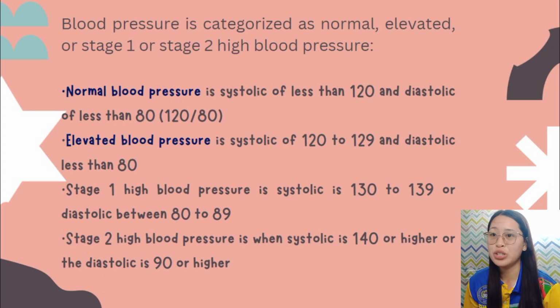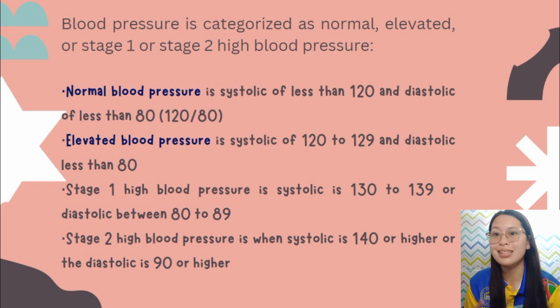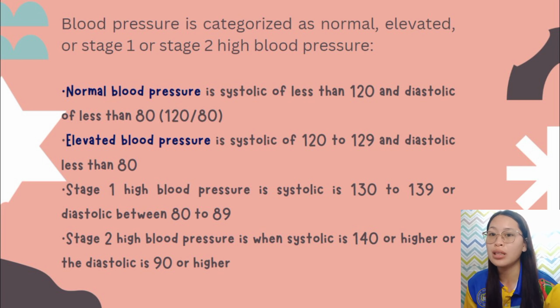So, how is blood pressure categorized? It's categorized as normal, elevated, or stage 1 and stage 2 high blood pressure. So, normal blood pressure is a systolic of less than 120 and diastolic of less than 80. 120 over 80, the normal blood pressure.